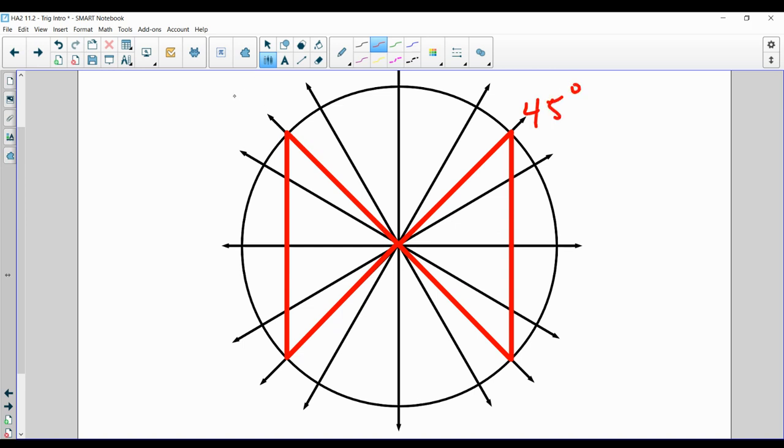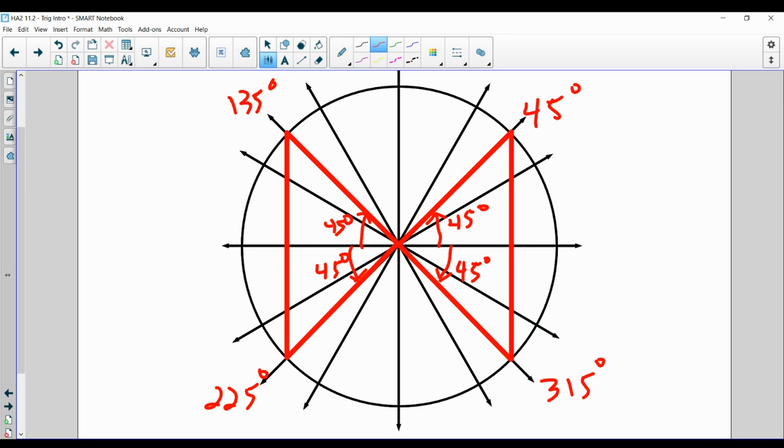The other red one over here in quadrant 2 is 135 degrees. This one is 225 degrees, and this one is 315. Now, I just rattled those numbers off, and eventually you'll probably have those memorized. But each one of these is 45 degrees away from the x-axis. So all four of these have a reference angle of 45 degrees.